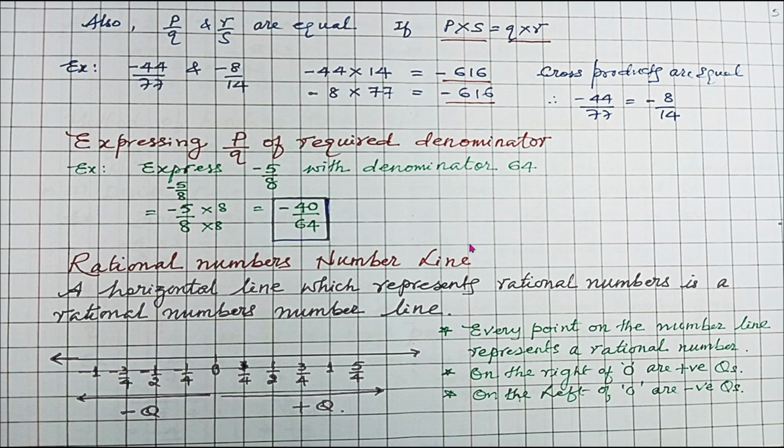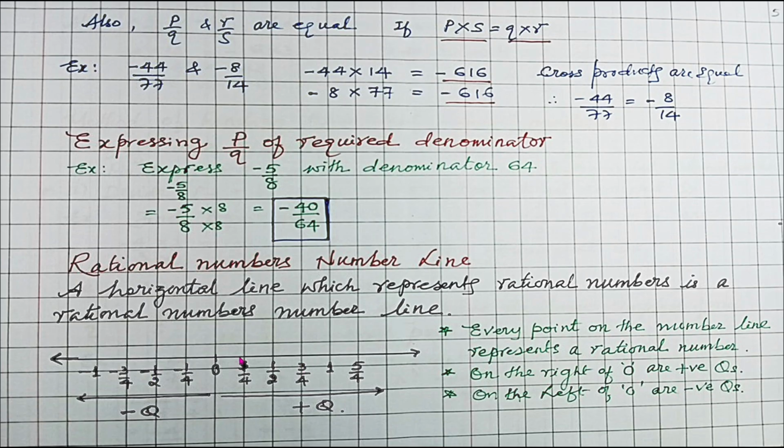Now, rational numbers on a number line. A horizontal line which represents rational numbers is a rational number line. That means we draw a horizontal line and take a point representing 0. To the right we have positive rational numbers, and to the left we have negative rational numbers. Now, if you observe here, I have taken 0 to 1, and I have divided 0 to 1 into 4 parts.